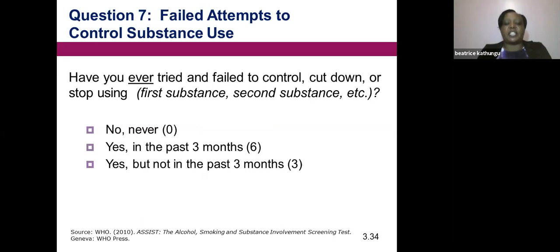Then question number 7 has to do with loss of control. You want to check whether the client has ever tried to cut down or control unsuccessfully. So it's being referred to as failed attempts to control. So you ask the client, have you ever tried and failed to control, cut down, or stop using? Remember, the first substance here was alcohol. The second substance was tobacco. Again, you score using your response card number 5, which has the 3 options.